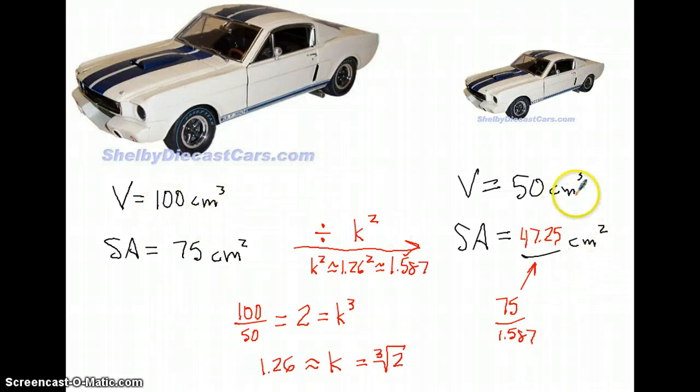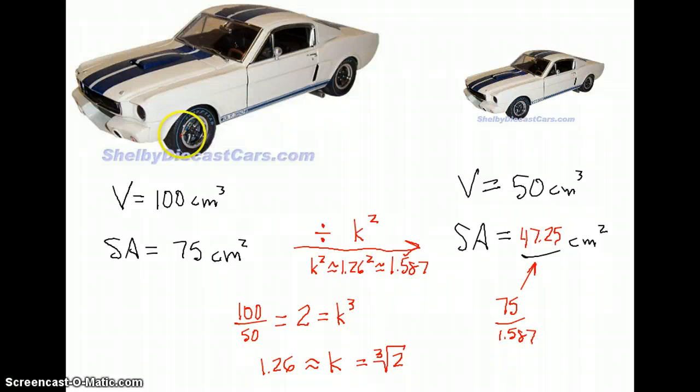These are area and volume. They compare differently. This one compares as a cube ratio. This one compares as a square ratio. I didn't even do anything with lengths. If I did anything with lengths, I would know that all the lengths over here are 1.26 times longer than any of the lengths over here.